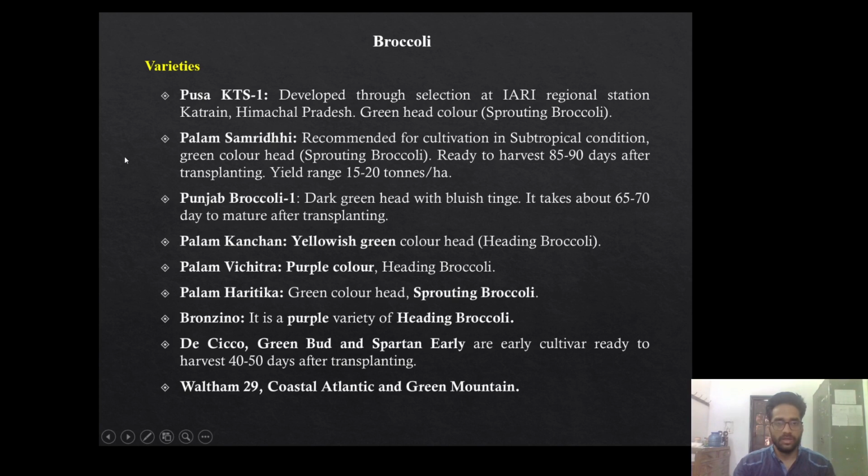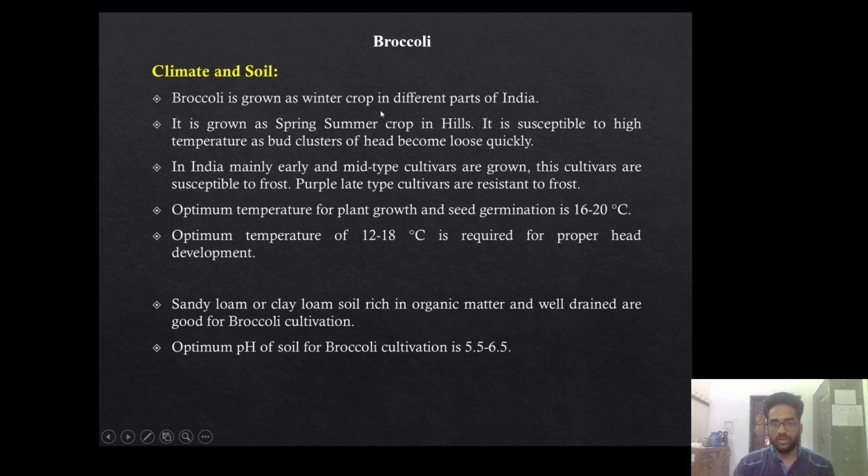And now, climate and soil. Broccoli is grown as a winter crop in different parts of India. It is grown as a summer spring crop in hills. In India, mainly early and mid type cultivars are grown. These cultivars are susceptible to frost. Purple type cultivars are resistant to frost. Optimum temperature for plant growth and germination in broccoli is 16 to 20 degrees Celsius. An optimum temperature of 12 to 18 degrees Celsius is required for proper head development in broccoli.